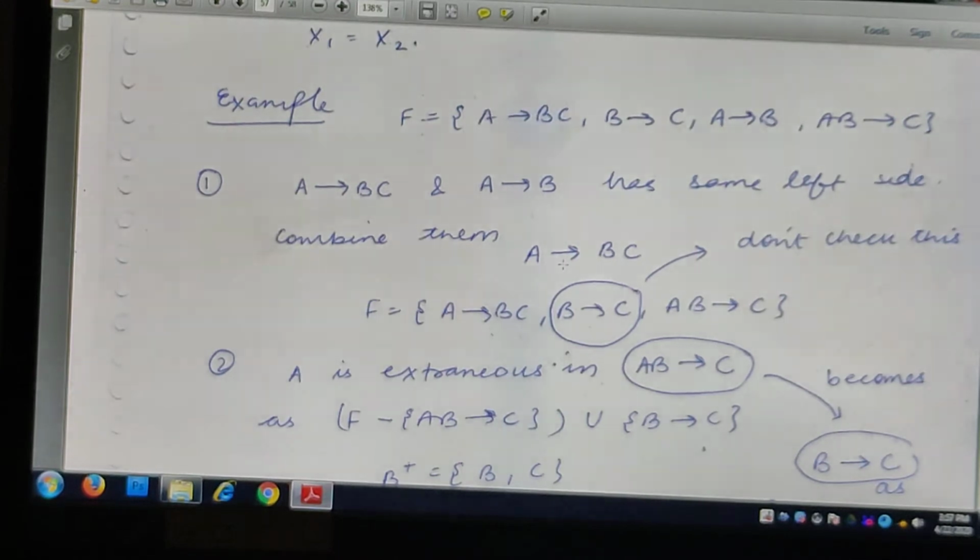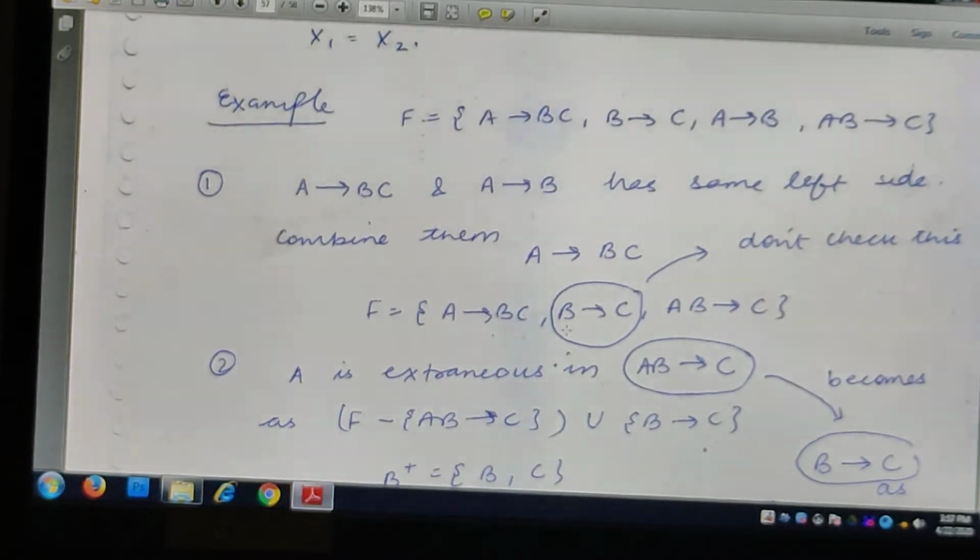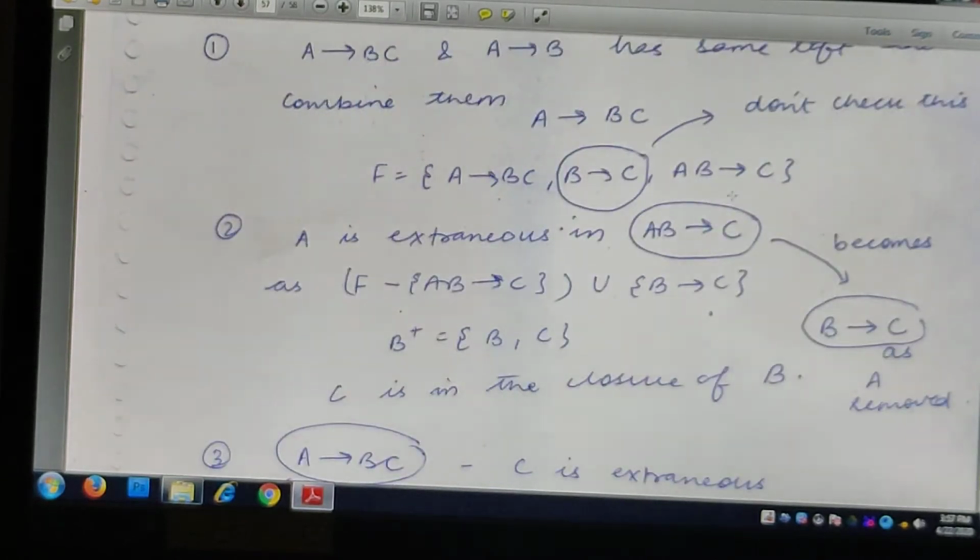Now we will check for extra attributes only those functional dependencies where there is more than 1 attribute on the left side or right side. Where there is only 1 attribute on both sides of the functional dependency, like in the case of b to c, we don't check it because we cannot remove anything from there. We don't have any extra attribute. Now let's start with ab to c.